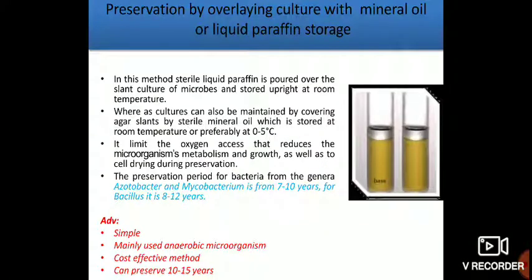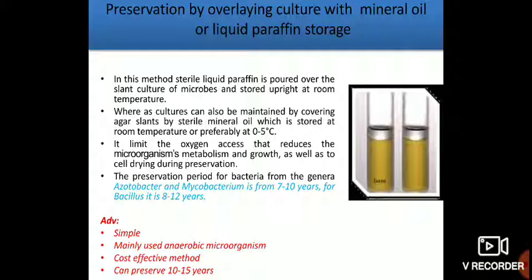Next is preservation by overlaying the culture with mineral oil. Mineral oil is not the common oil we use; it is a sterile oil that we need to use for preservation. If you don't have high-level instruments such as a lyophilizer or liquid nitrogen, you can store the microorganism with the help of mineral oil. In this method, sterile liquid paraffin is poured over a slant culture of microbes and stored upright at room temperature, as shown in the diagram.